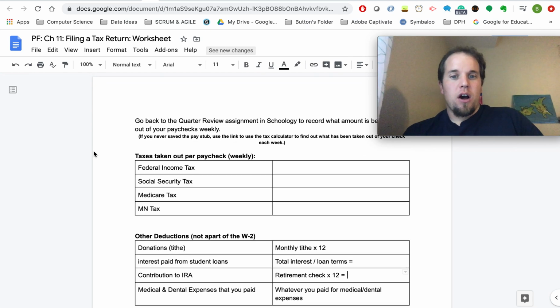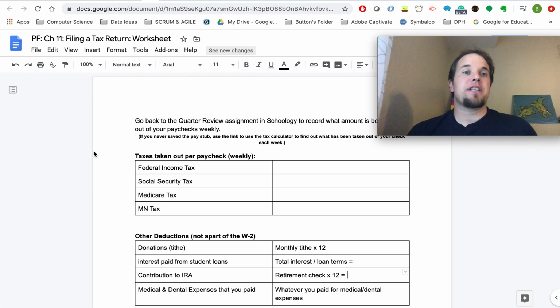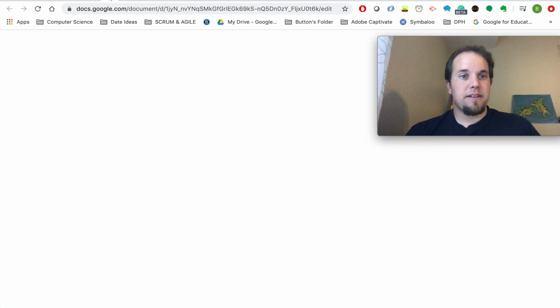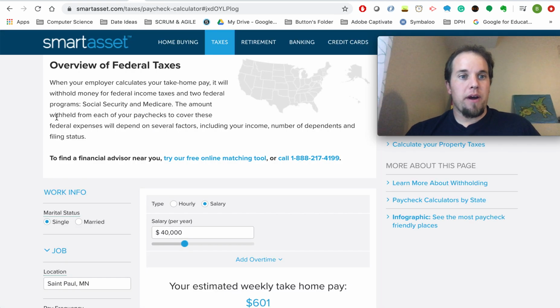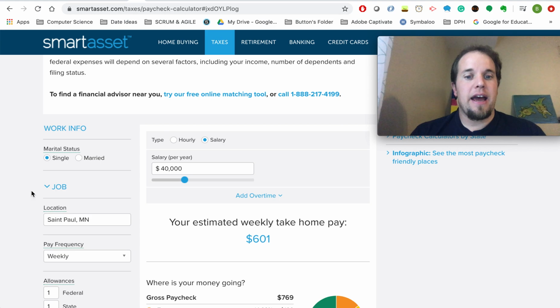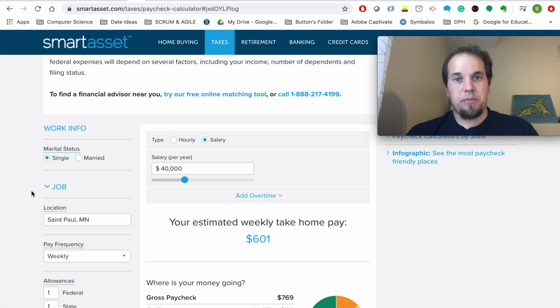Okay, so our first step in all this is we need to go back and find out how much taxes is being taken out of our paychecks. We did this in a previous chapter, and the website we used for this was Smart Assets. In this one, we calculated how much taxes are being taken out. All these links will be provided in Schoology as well, so you can refer back to these tools if you did not save your numbers somewhere.